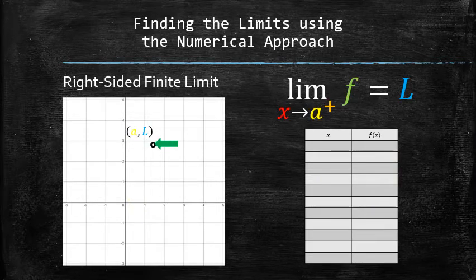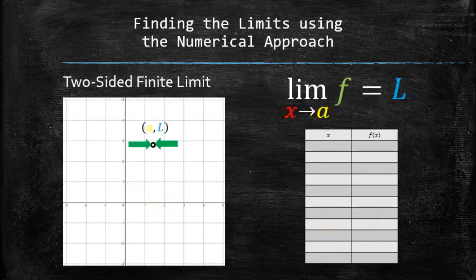When a function has the following right-sided finite limit, as x approaches a value a from the right, the sequence of outputs will approach a finite value L. When a function has the following two-sided finite limit, as x approaches a value a from both sides, the sequence of outputs will approach a finite value L.